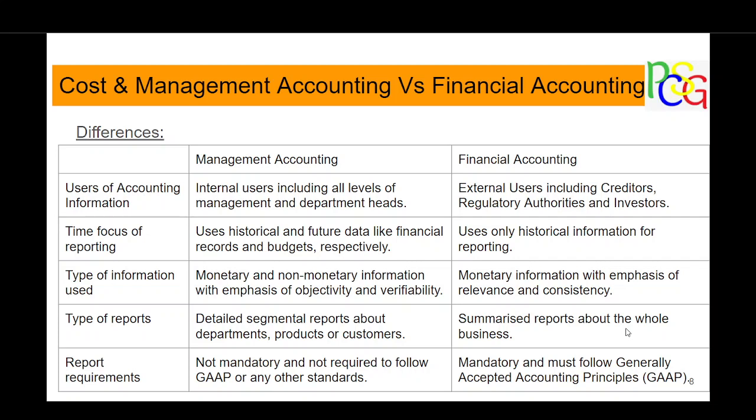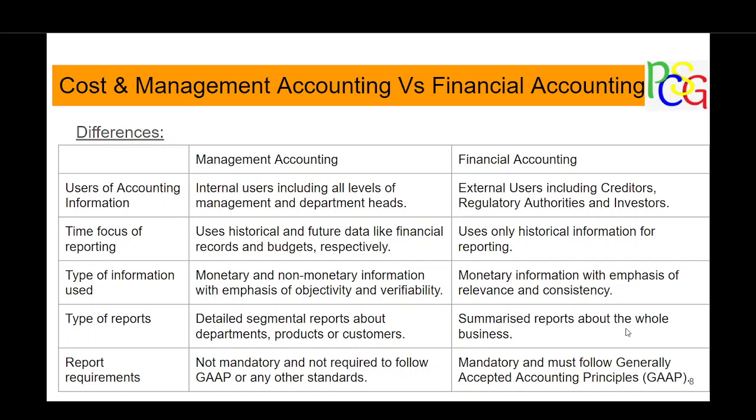Okay. And the third row I have here is type of information used. Under management accounting, I have that it uses monetary and non-monetary information with emphasis on objectivity and verifiability. So monetary information is dollars and cents, whatever currency, but also non-monetary information. For example, the number of units produced: the cost can be expressed in monetary terms, but the number of units or the number of unit sales can't be expressed in monetary terms directly. It can have costs associated with it, but not directly. So this is just a few examples. There are more examples of non-monetary information.